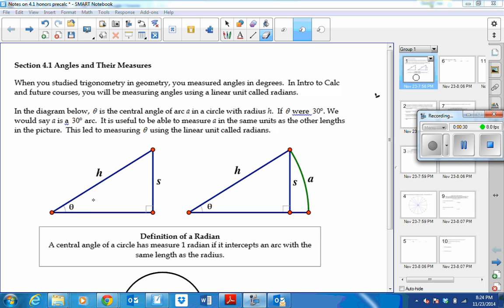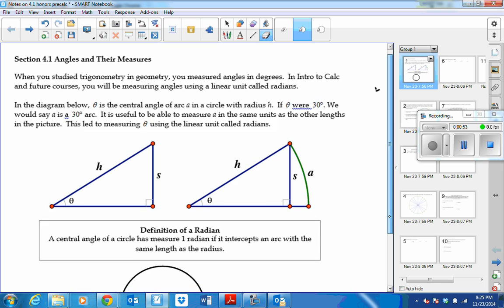And so in the diagram below, theta is the central angle of arc A in a circle with a radius of r. If theta were 30 degrees, we would say A is a 30-degree arc, just like our central angles were in geometry. It's useful to be able to measure A in the same units as the other lengths in the picture. This led to measuring theta using a linear unit called radians.